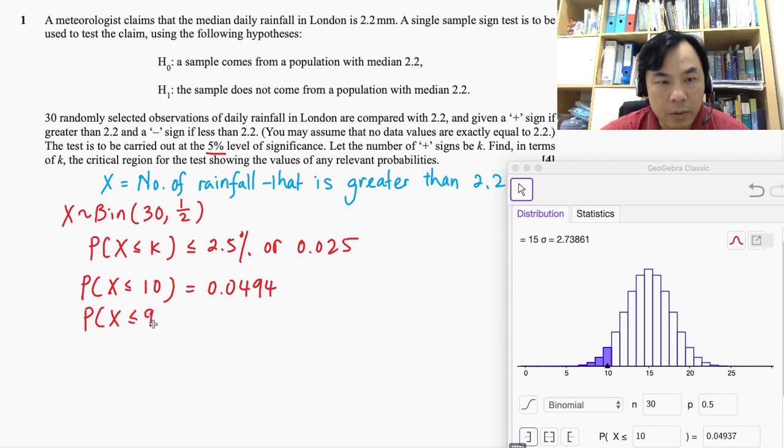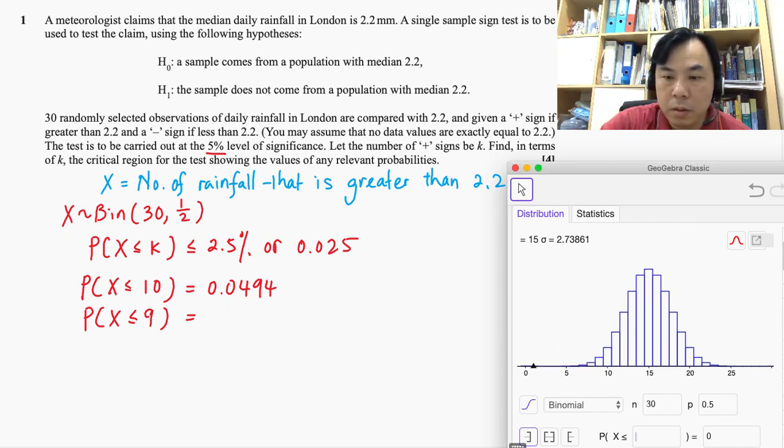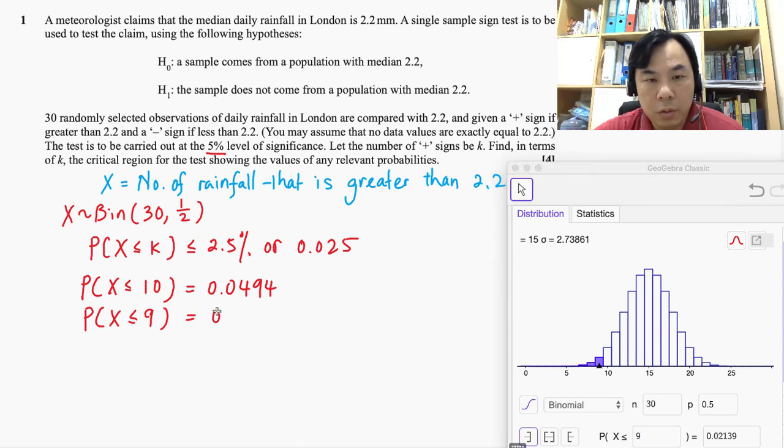So 9, for instance. Let's look for 9. If we try 9, we managed to get 0.0214. Now you can see that this is definitely less than 2.5%. Then we are good, right? So we have successfully identified its lower bound.